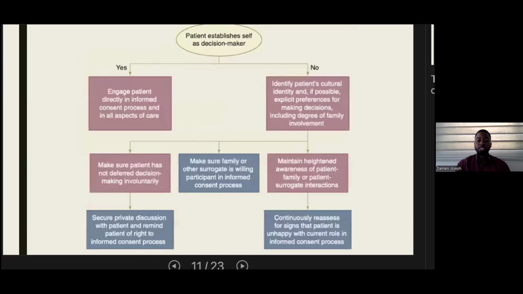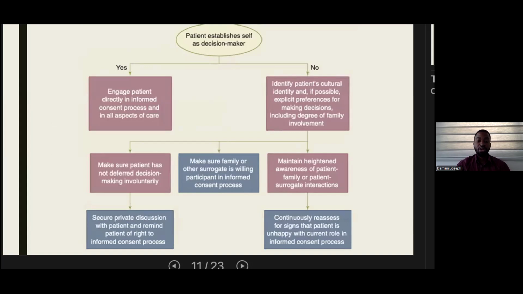All right, so moving on to the slide, this is an image that gives an algorithm for navigating the process of informed consent. So it starts with the patient. They would either establish themselves as the key decision maker. If they are, then you engage directly with the patient along the informed consent pathway.